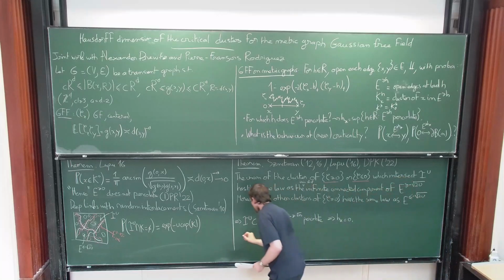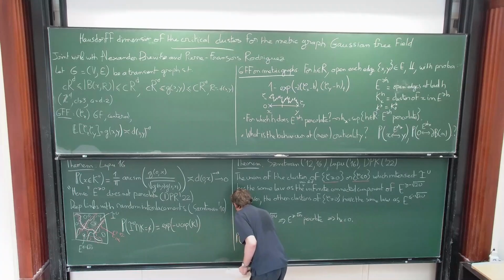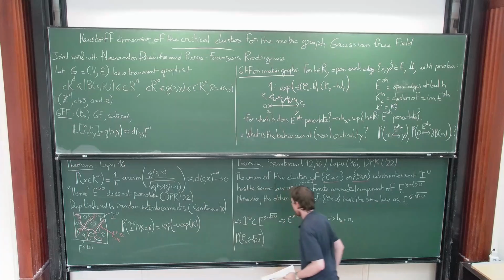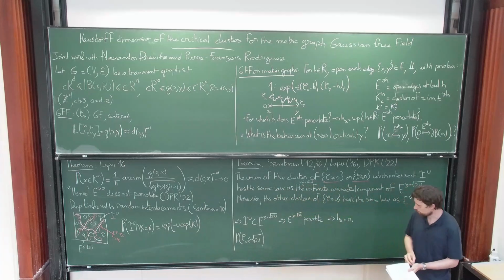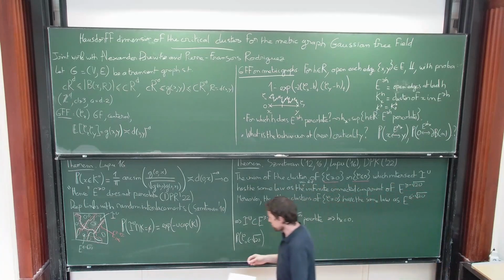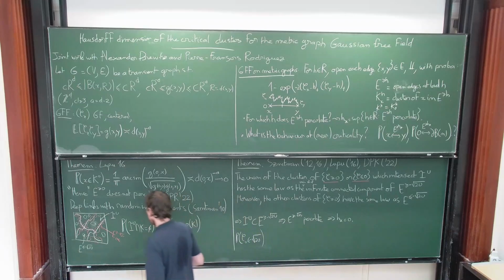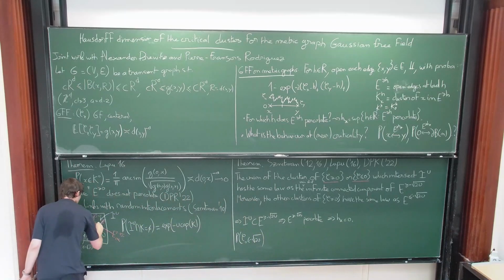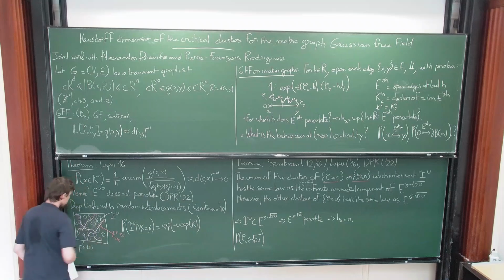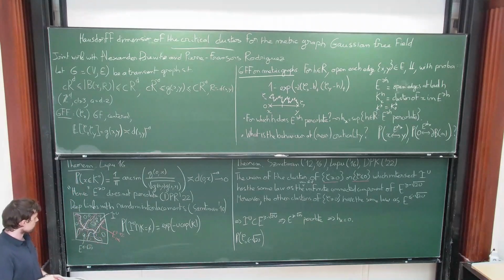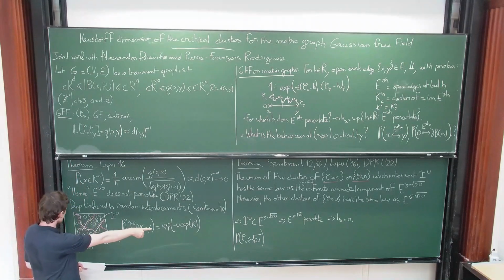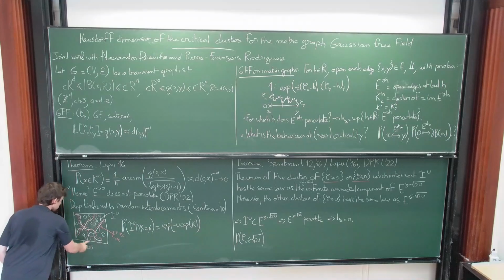But now you can do more. Let's say you want to look at the probability that phi 0 is smaller than minus square root of 2u. So 0 is some given point. Okay, let's say it's, I don't know, this point. This is 0. And you want to look at the probability that phi 0 is smaller than minus square root of 2u. Which means that it is in one of these green clusters.